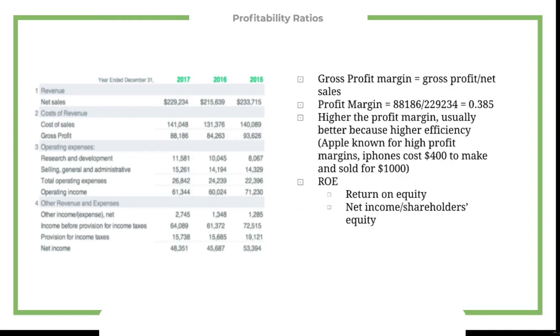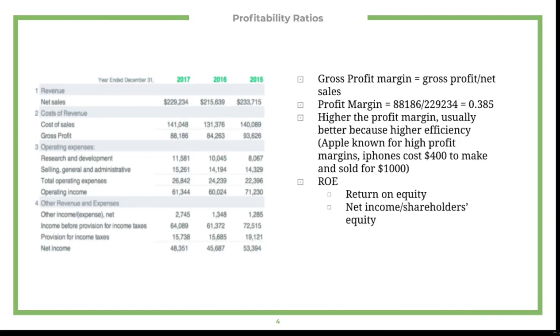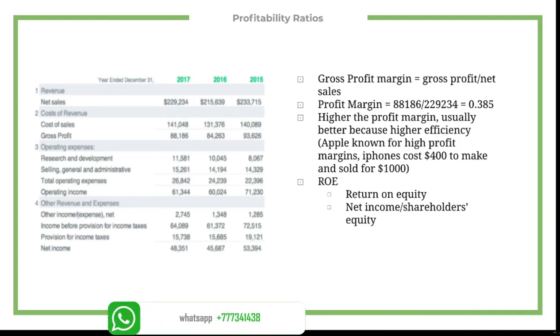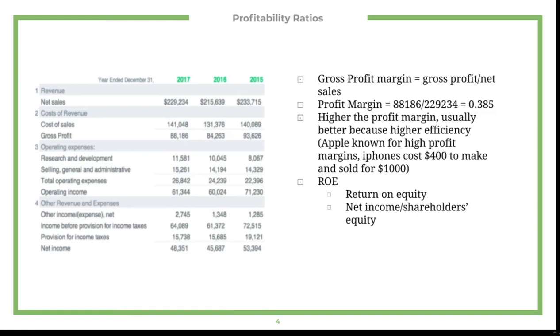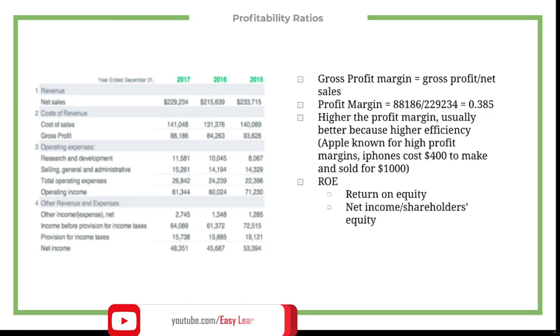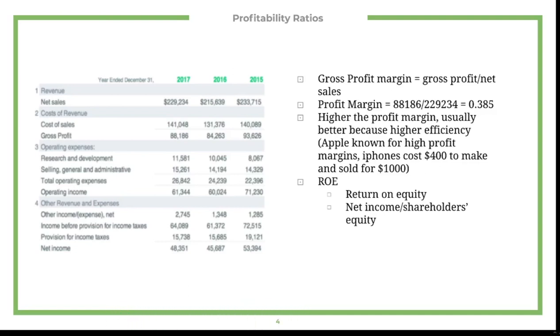So now we're going to look at some ratios. And these are super important for when you're trying to analyze a company or if you're trying to make projections. So the first kind is called a gross profit margin, and this is the gross profit divided by the net sales. And in the case of December 31st, 2017, that's about 38.5%. And the higher the profit margin, the better, right? Because profit is in the numerator, so you want the profit to be as high as possible. And higher profit margin reflects higher efficiency.